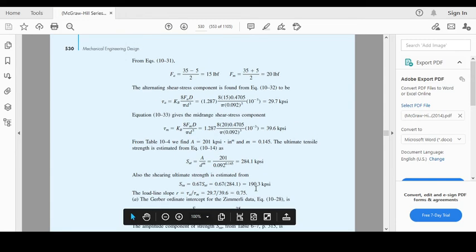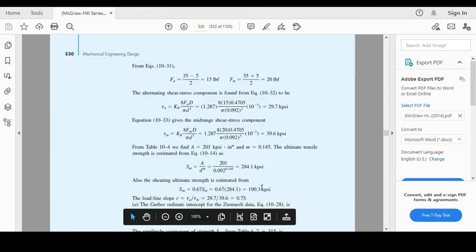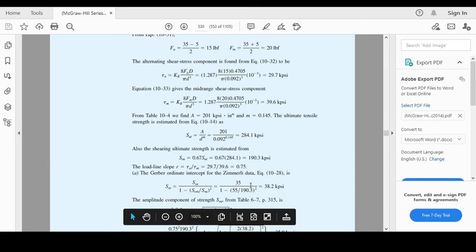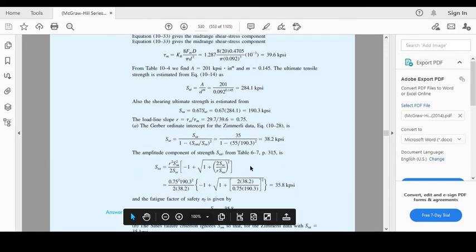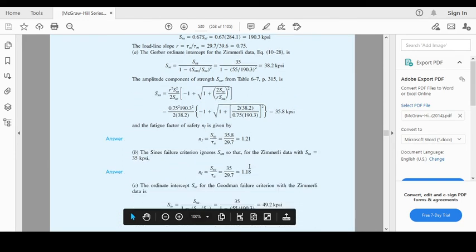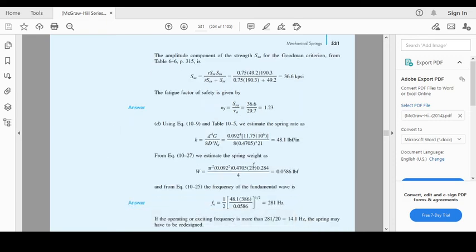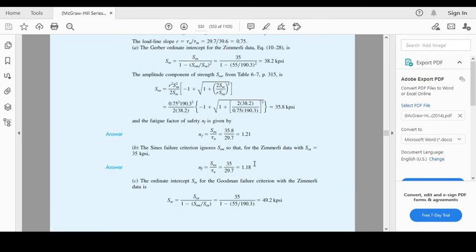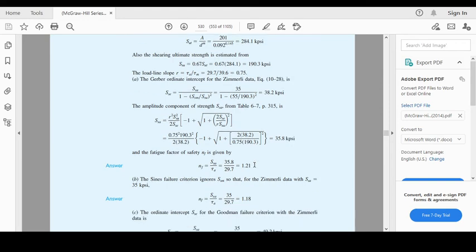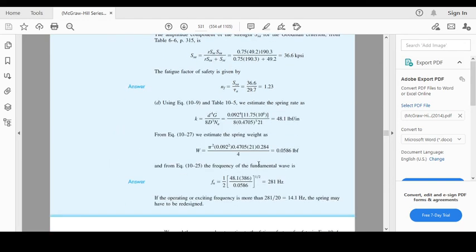It's already 8:50. I cannot cover all the examples, but you have to go through this example, so at least you have some understanding of it.